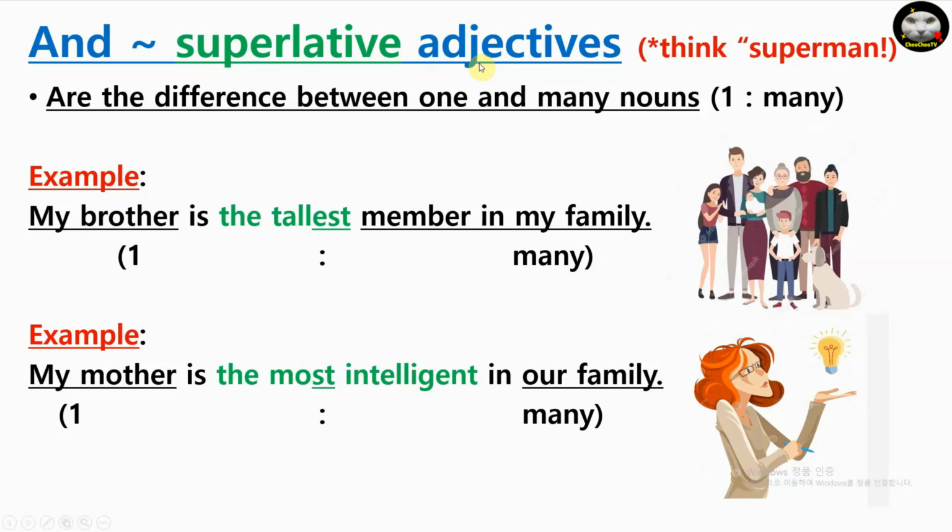And superlative adjectives, think Superman, super, are the difference between one and many nouns, one to many. So for example, my brother, who is one person, is the tallest member in my family. Remember, there are many members in a family. So it's one person to many people. Another example is my mother, who is one person, is the most intelligent in our family. Remember, many people in a family.